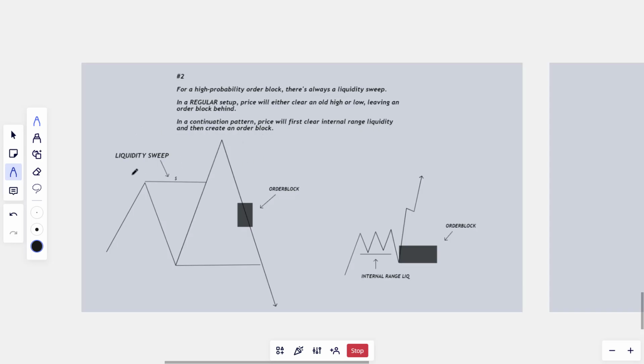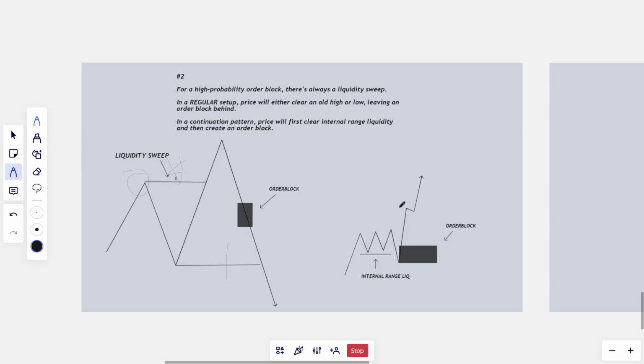So as we can see here, price gave us a liquidity sweep and then pushed price lower, giving us a displacement, leaving us a proper order block right here. This is what we call a high probability order block. First, a liquidity sweep happened, and then price came and gave us a breakup structure. That's for the liquidity sweep.